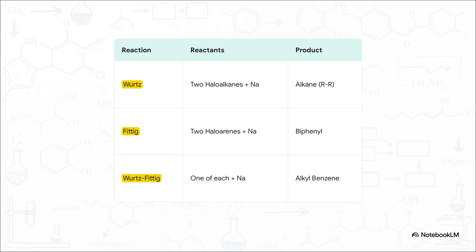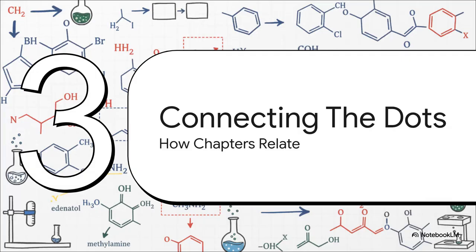This table just lays it all out so cleanly. The Wurtz reaction joins two straight chains. The Fittig reaction joins two aromatic rings. And the Wurtz-Fittig, well, that joins one of each. Are you seeing the pattern again? It's the same reagent, sodium, but just by changing the reactants, you get completely different structures. So cool.